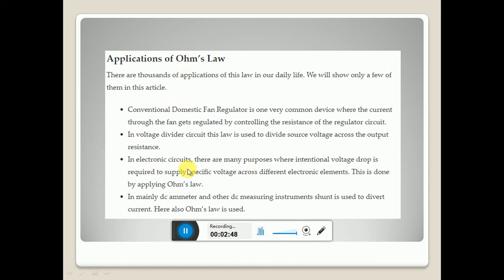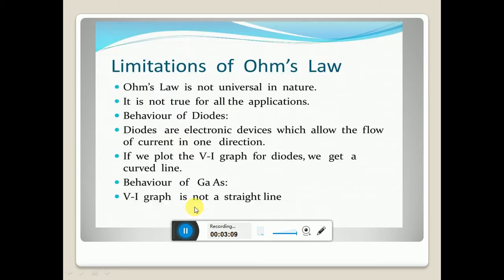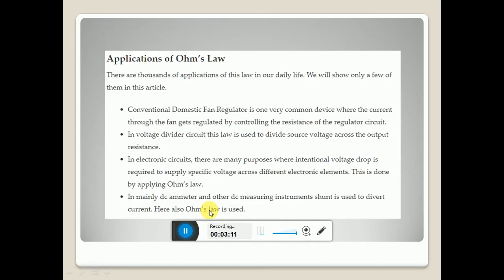In electronic circuits, we are required to supply specific voltage across the different electronic elements. To supply that specific voltage, we have to calculate the voltage by applying Ohm's law only. And finally, in DC ammeter and other DC measuring instruments, we can divert current, so we can apply Ohm's law in that case. So these are the main applications of Ohm's law. Basically, Ohm's law can be applied to electrical components mainly.